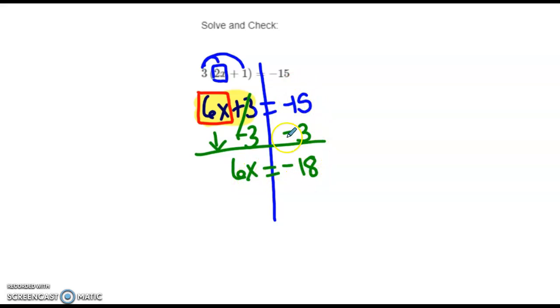I just did that in my calculator. Negative 15 minus 3 is negative 18. Still trying to get the x by itself. Right now we have 6 times x. Anytime they're smushed together, they're multiplying. The opposite of multiplying is dividing. So I will divide each side by 6. And x equals negative 3.